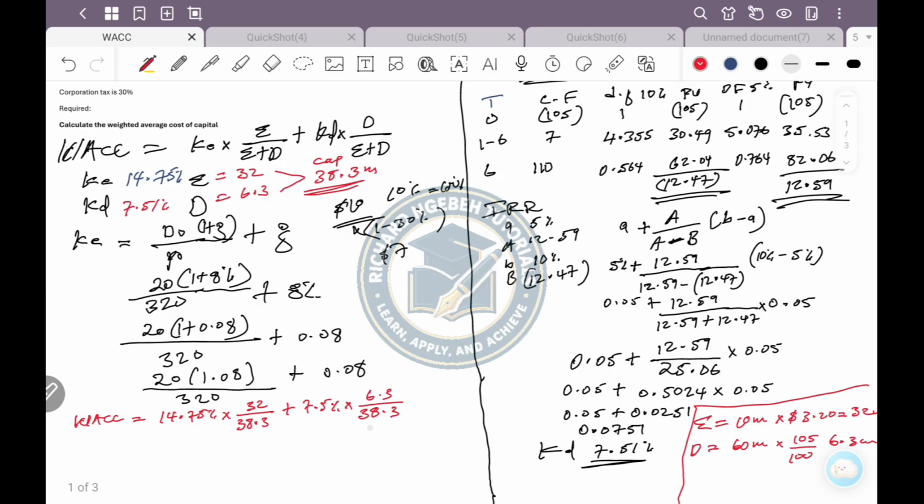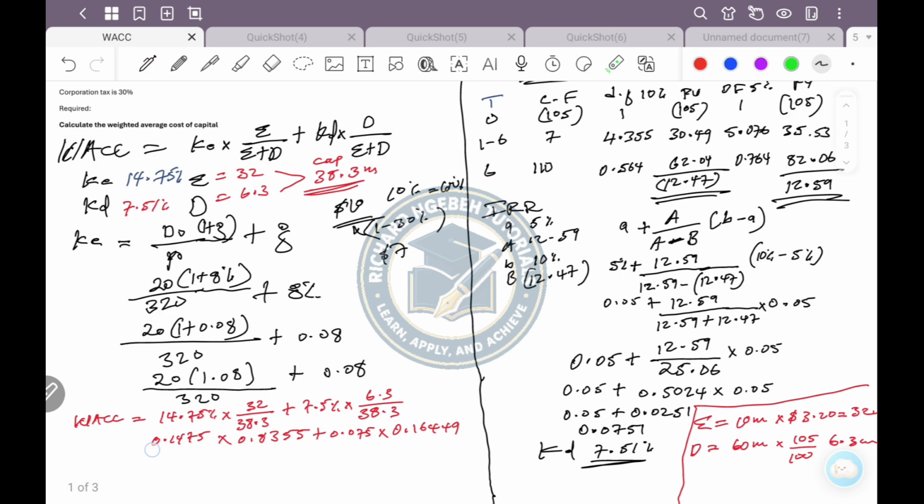Basically you know that you have to convert first the decimals into percentages, then you have all of them, so you can calculate it. 0.1475 multiplied by 32 at 38.3, you have 0.1230 plus 0.075 multiplied by 6.3 at 38.3, you have 0.01645, you can say.